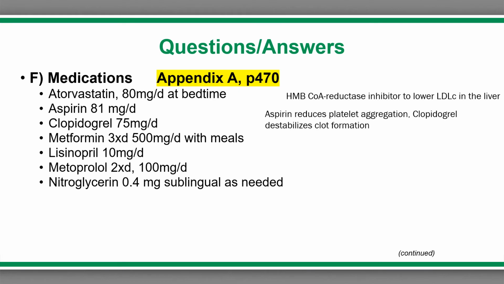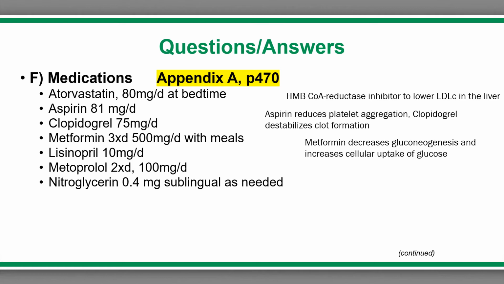The aspirin is to reduce platelet aggregation, and this is a very common, this is a baby aspirin. The clopidogrel is to destabilize clots. So the aspirin and clopidogrel, both of those are for clots and to decrease the risk of her having blood clots. The metformin is the most common type 2 diabetes medication that is given. It is the first medication, and when we get to diabetes, we'll talk about it a little bit more.